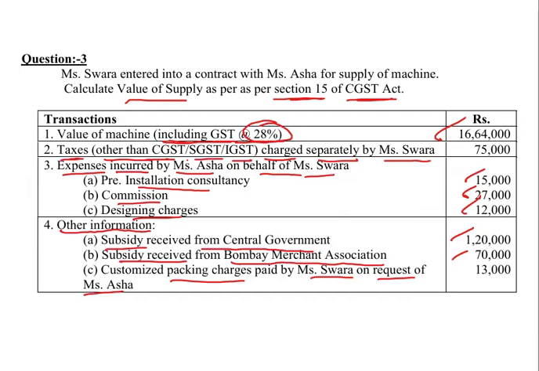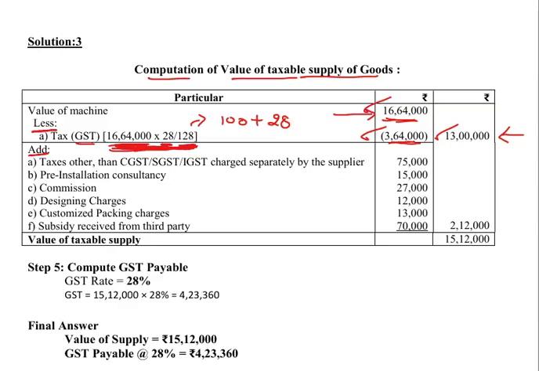Which are the information which are given here. The other informations: taxes other than GST are to be included, GST amount not to be included. Therefore, we deducted it here. Other taxes will be included. Therefore, it will be added to the figure of 13 lakhs. Pre-installation machinery consultancy is included in the amount. Commission which is paid is to be included in the value of supply. Designing charges also are to be included in the value of supply. Customized packaging charges, these also are to be included.